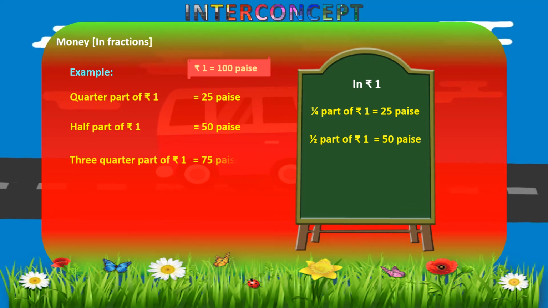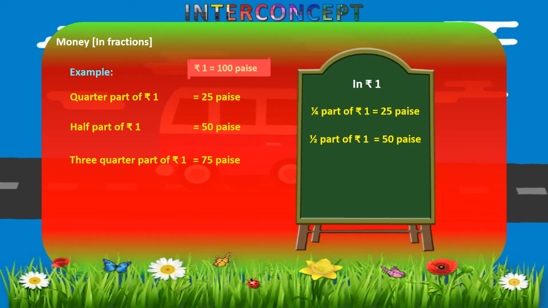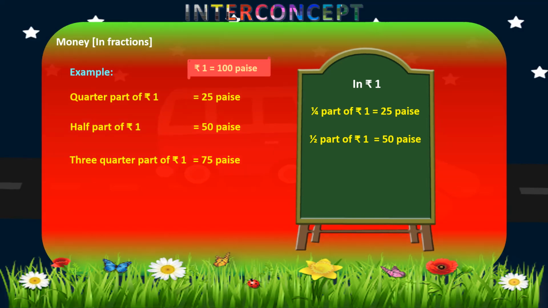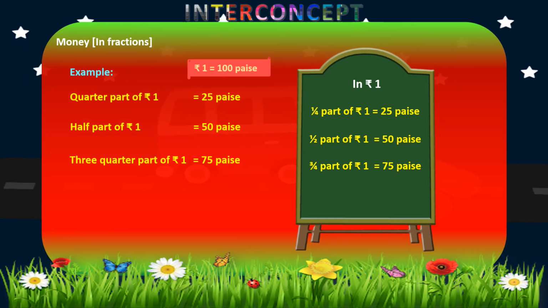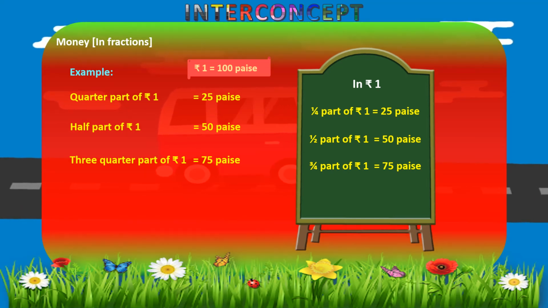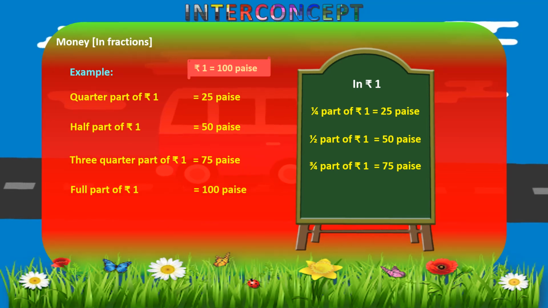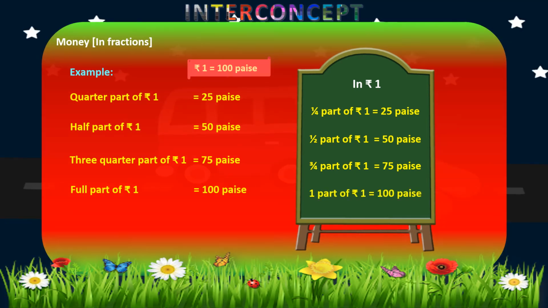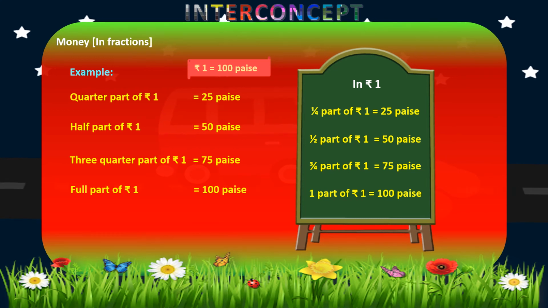The next one is 3/4 part of rupees 1 is 75 paise. How to write the 3/4? Yes, 3 by 4. So 3 by 4 part of rupees 1 is 75 paise. Full part of rupees 1 is 100 paise. So 1 part of rupees 1 is equal to 100 paise.